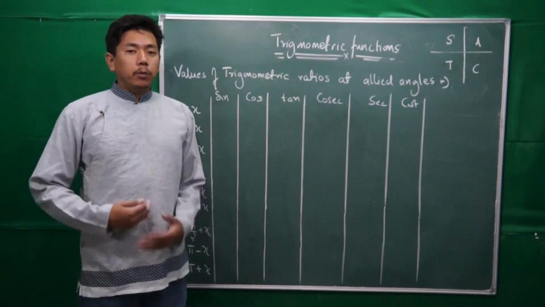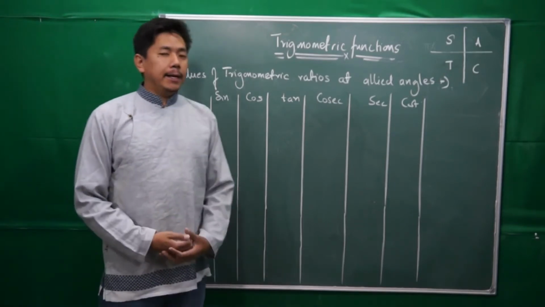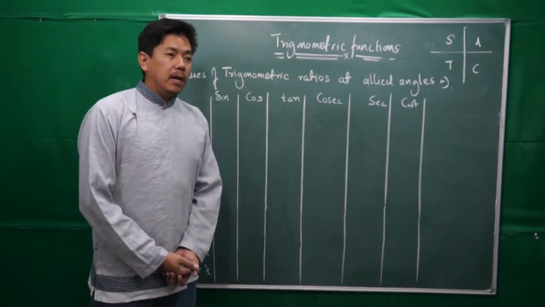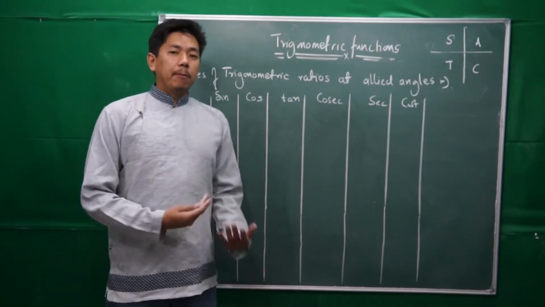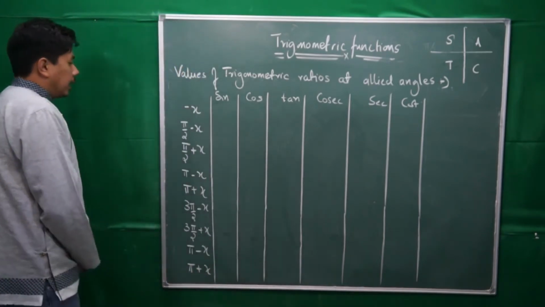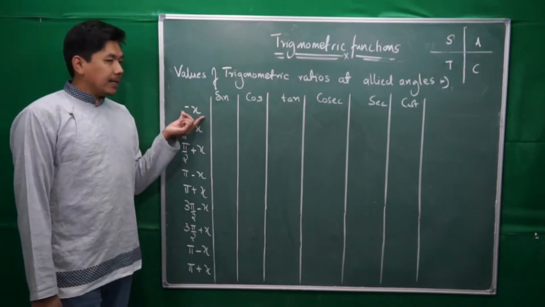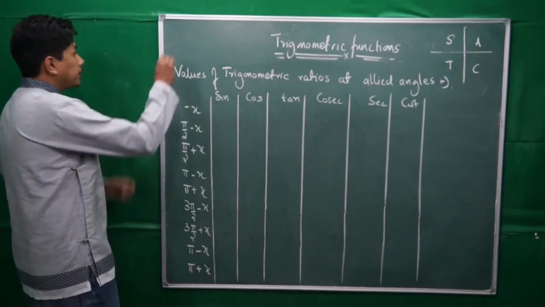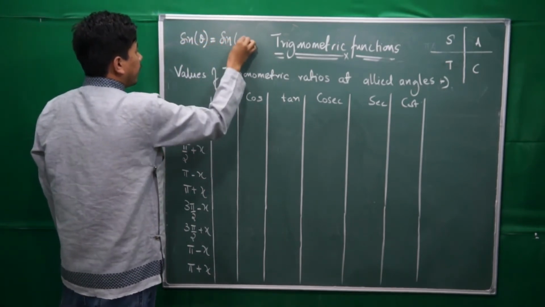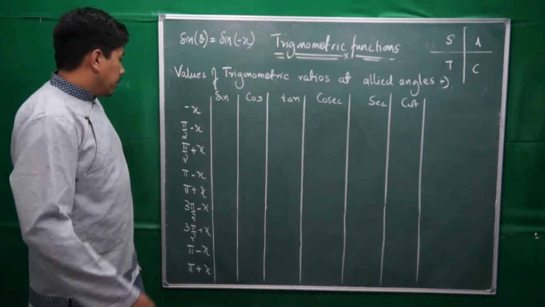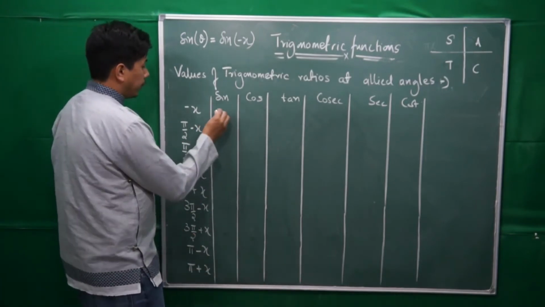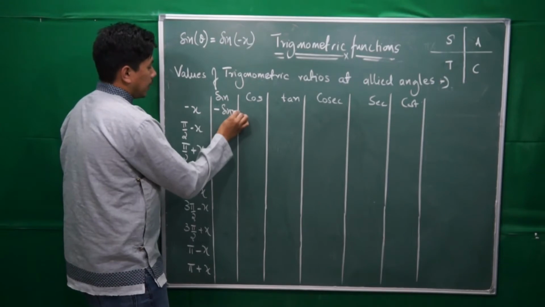Next, we are going to talk about the values of trigonometric functions for certain allied angles. Allied angles are those where the sum or difference of two angles gives either 0 or a multiple of pi by 2. For example, in the first case, I'm placing theta as minus x. So what happens to sine theta when instead of theta we have minus x? The value of sine is going to be negative sine x.